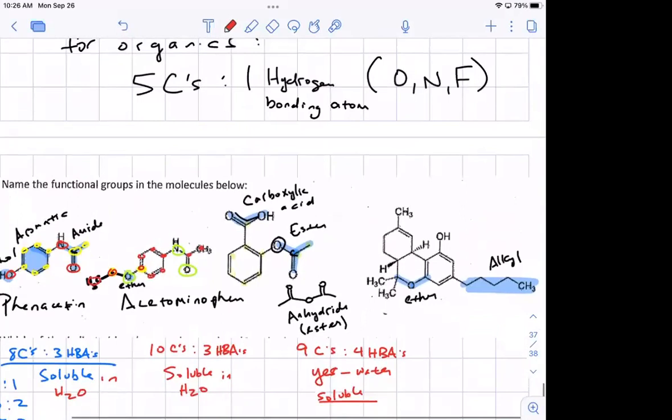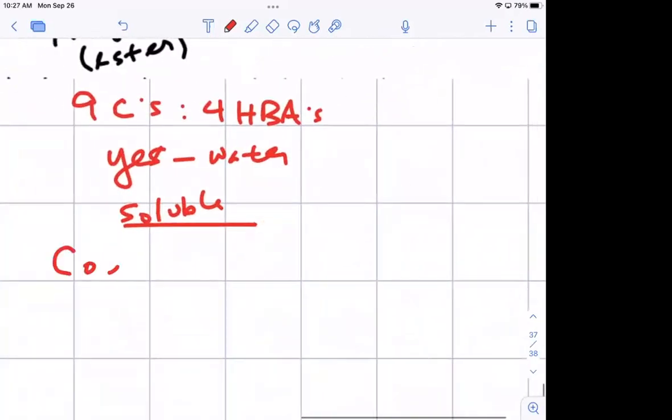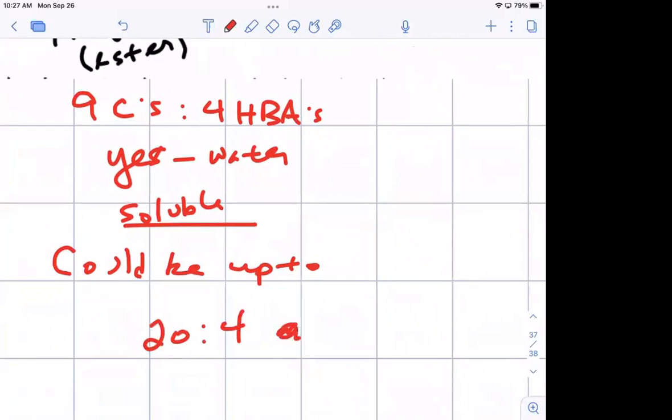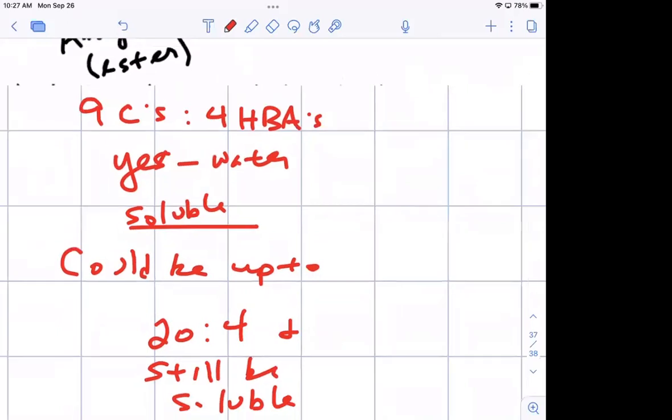All right, now let's do the next one. So the ratio can be up to 20 to 4, and it's still soluble. Or we can keep adding: 25 to 5, 30 to 6, and so on and so forth. You can just keep adding. But if it falls anywhere in that window, then it's going to be soluble in water. Let's look at the next one.